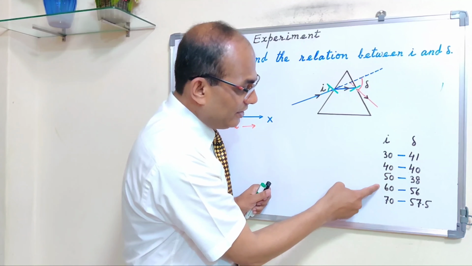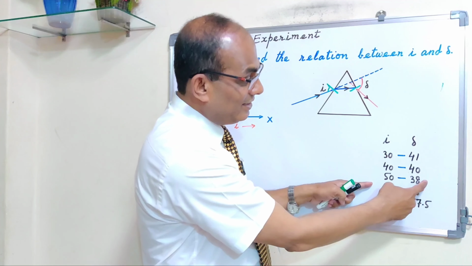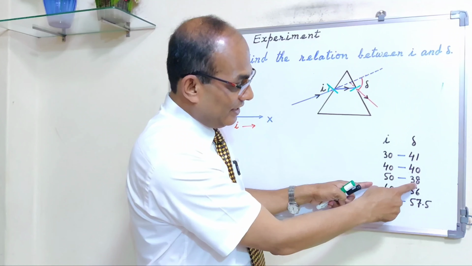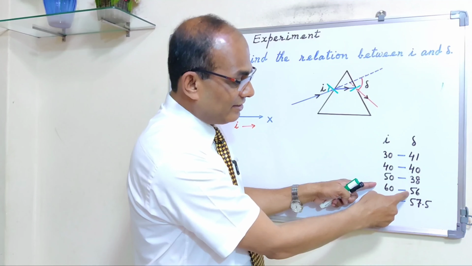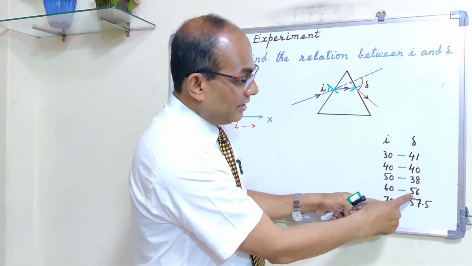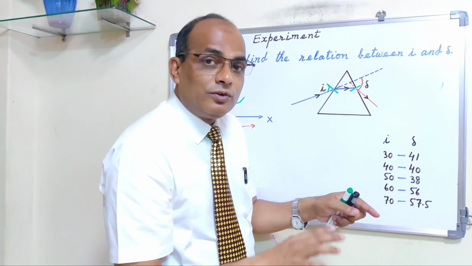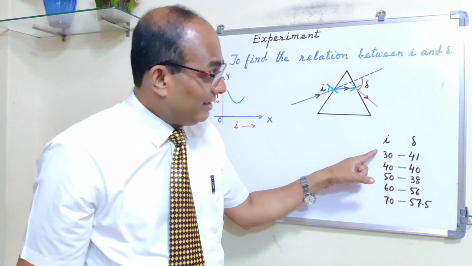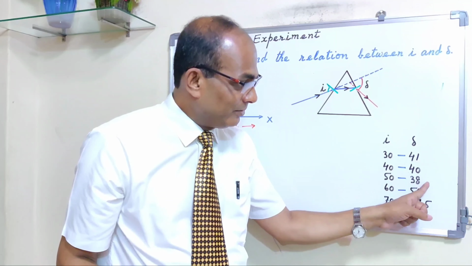Again, I is further increased from 50 to 60. But now delta is not decreasing, it starts increasing. Now see, at 60, it is increasing from 38 to 56. When we are taking 70, now delta is further increasing from 56 to 57.5. So the trend is, as I increases, delta first decreases, it reaches a minimum value.